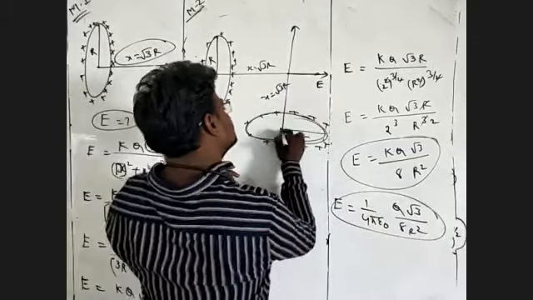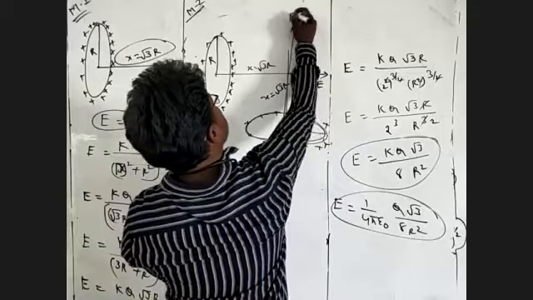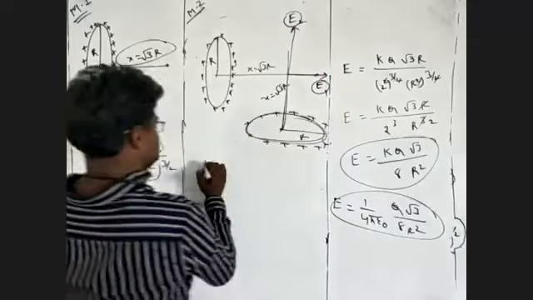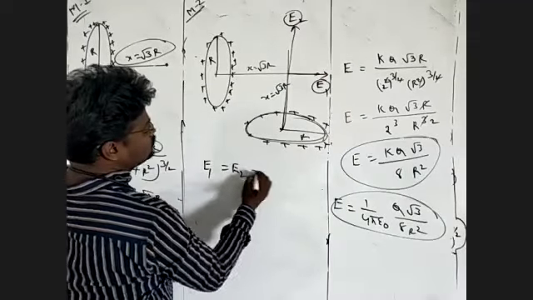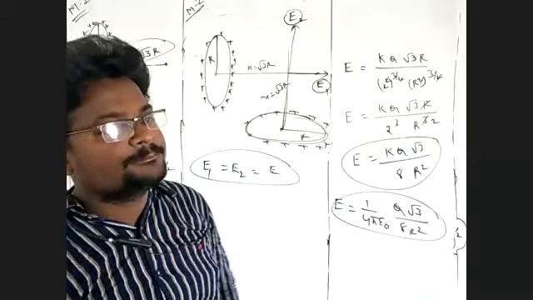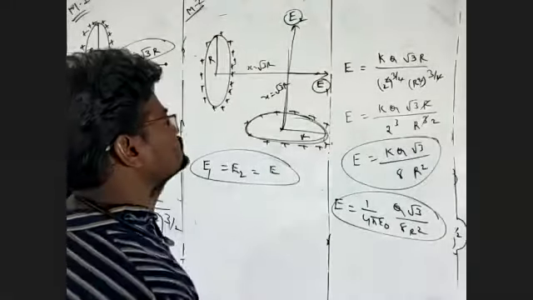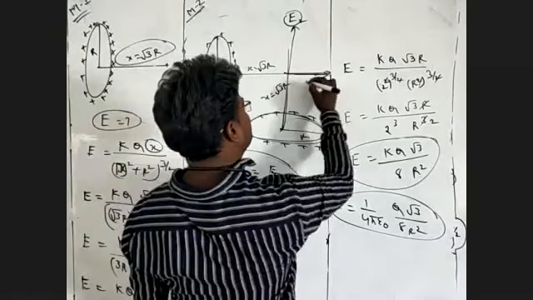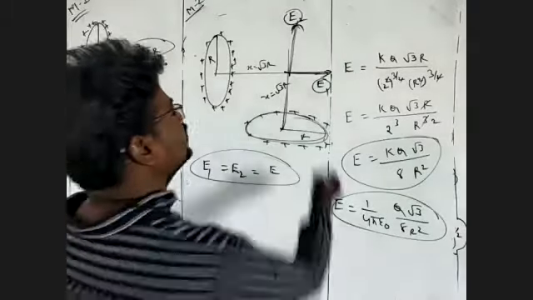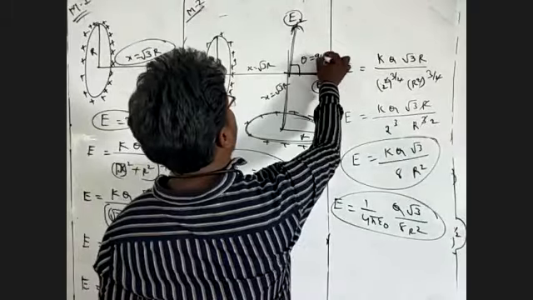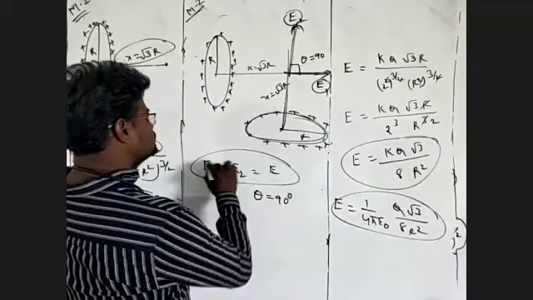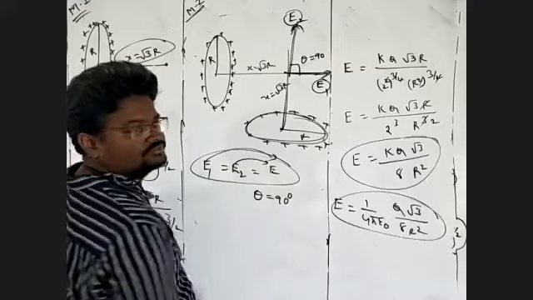This is also, it appears in this direction. This is also E. I'm taking this as E1, this as E2. E1 is equal to E2 is equal to E. Both are the same magnitude. E1 is in this direction, E2 is in this direction. Both are perpendicular to each other. What is the angle? Theta is equal to 90 degrees, and E1 is equal to E, E2 also E.